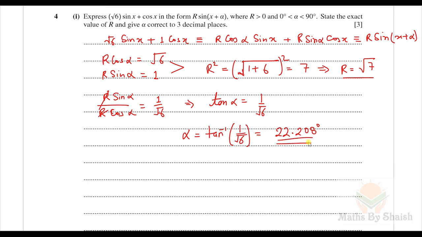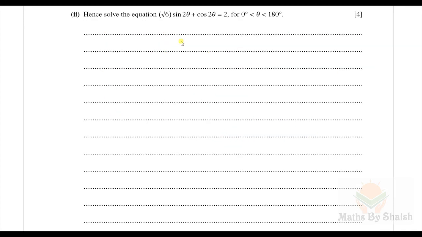It is a habit now that you always write the answer to 3 significant figures, but we need to take care of that. They ask for 3 decimal places, so it would be 22.208 degrees. I hope it is clear. Let's do the next part of this question.